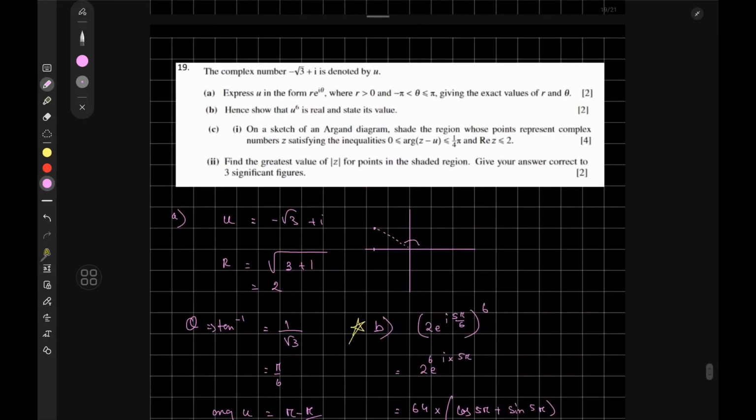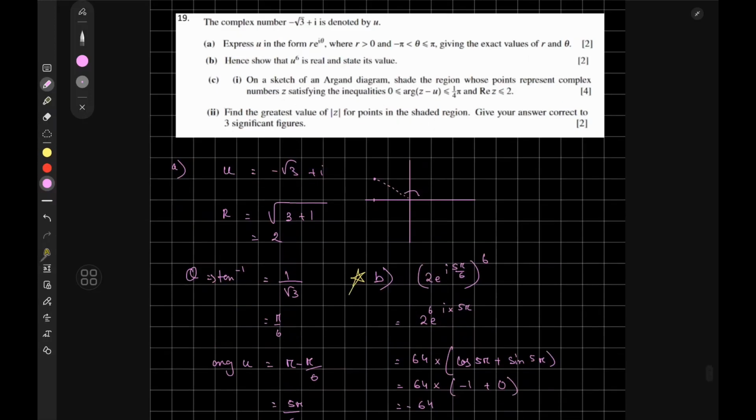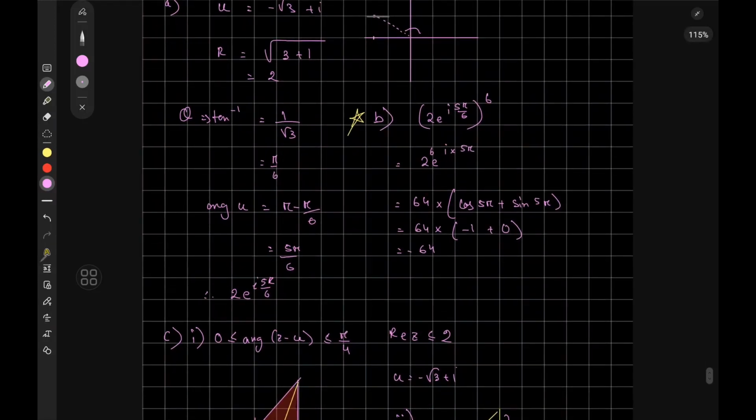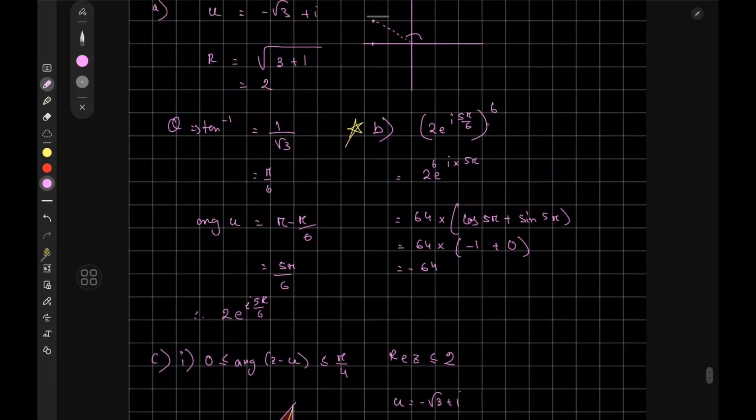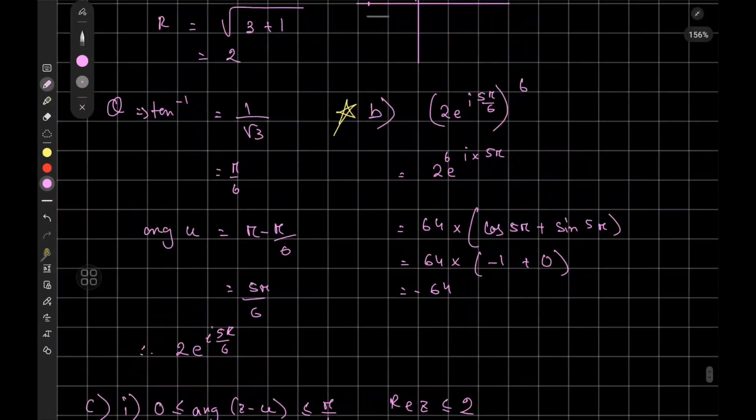Now for B, what are they telling you? Hence, show that u to the power 6 is real and state its value. So they're telling you, you use this form of complex number, and they're telling you that this entire thing to the power of 6 is actually real. How do you prove that? So if you break it down, the 6 and 6 gets cancelled out and you're left with this. 2 to the power of 6 is 64.